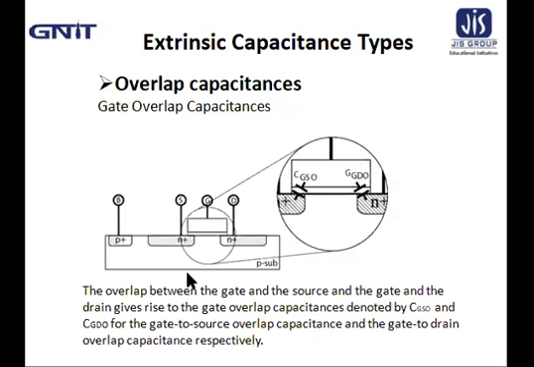Now, these overlap capacitances, CGSO and CGDO, are proportional to the width W of the device and the amount that the gate overlaps the source and the drain. These overlap capacitances are often modeled as linear parallel plate capacitors.